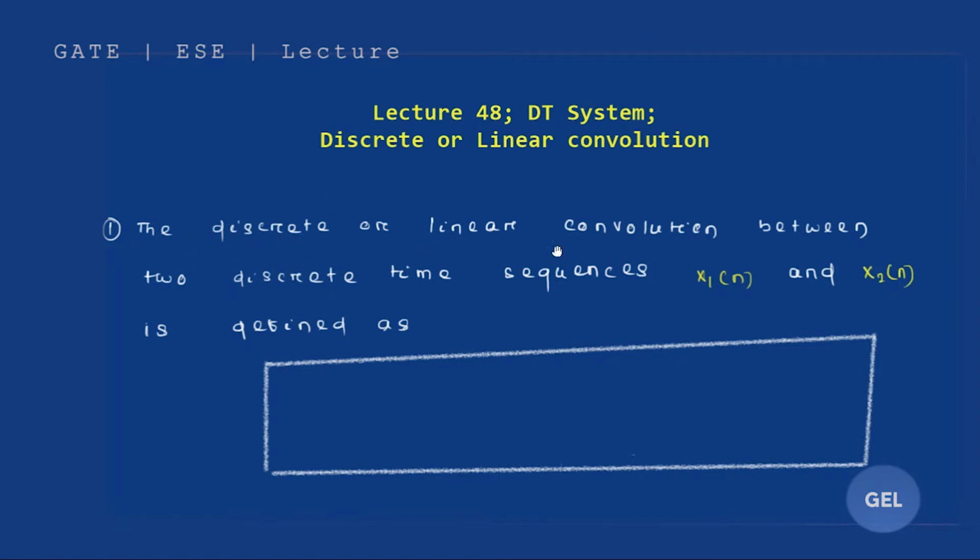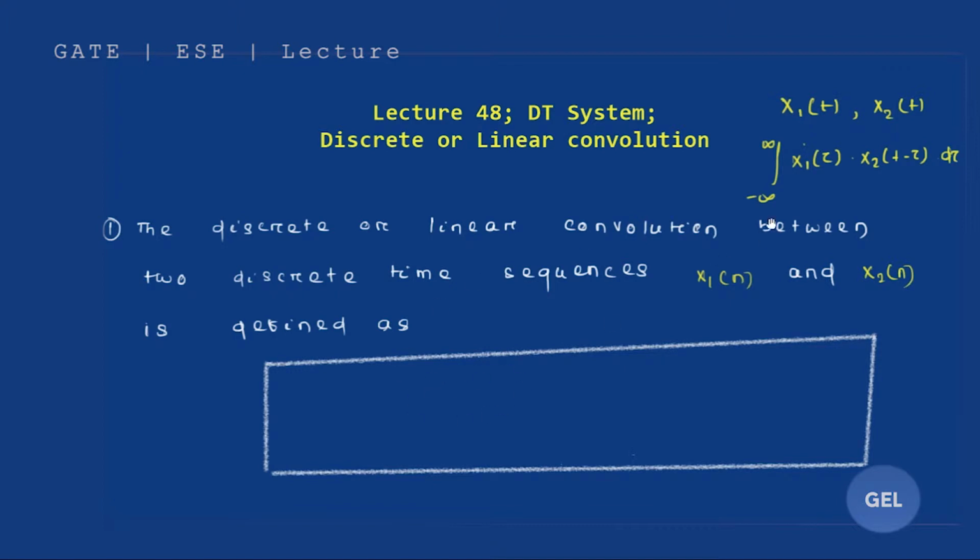The discrete or linear convolution between two discrete time sequences x1[n] and x2[n] is defined as follows. Let me relate it with the continuous time domain, then you can understand. If there is x1(t) and x2(t), and you apply the convolution for x1(t) and x2(t), the value that you get is the integral of x1(tau) x2(t minus tau) d tau, with the integration from minus infinity to infinity.